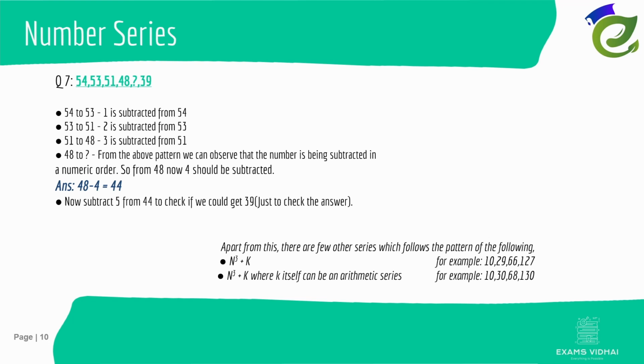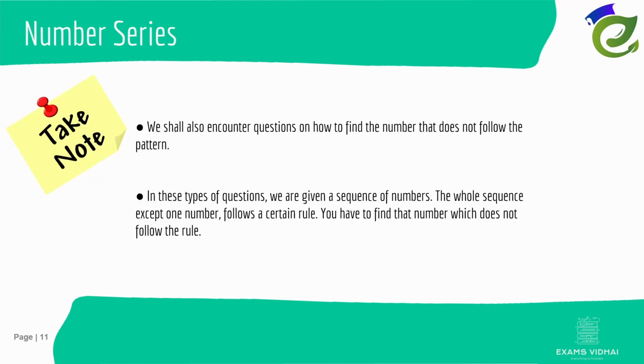Now other pattern, n cube plus k, where k itself can be an arithmetic series. For example, 10, 30, 68, 130. In this problem, 10 is 2 cube plus 2, 30 is 3 cube plus 3, 68 is 4 cube plus 4, 130 is 5 cube plus 5. Now let's ponder upon some of the points.